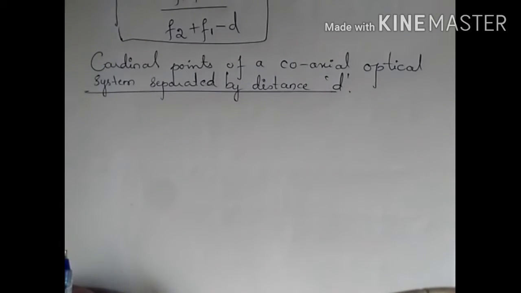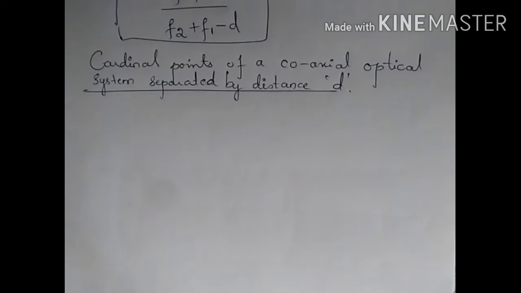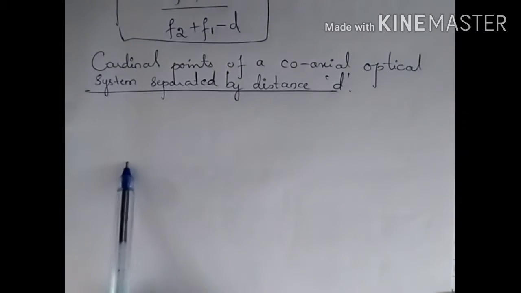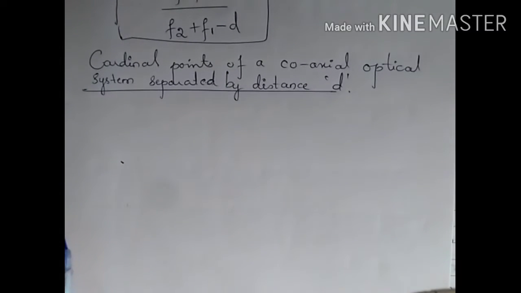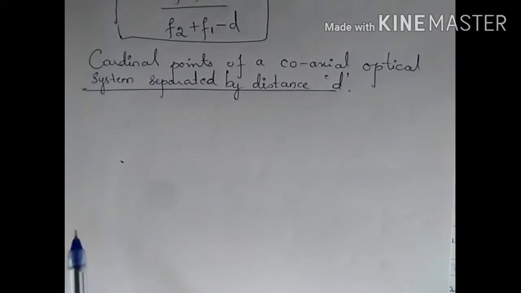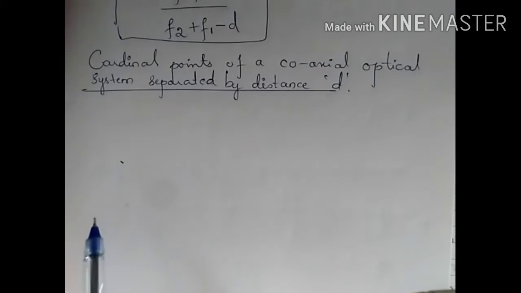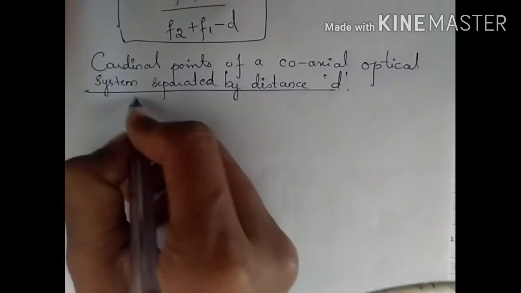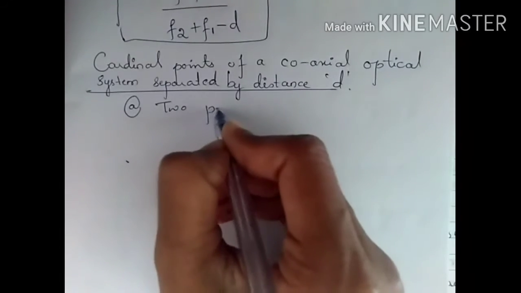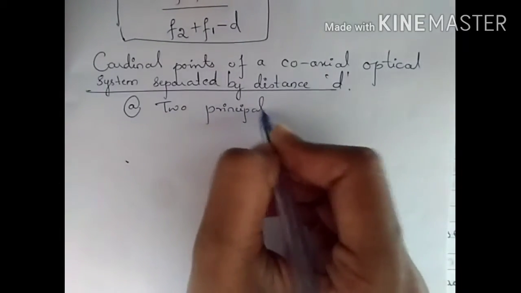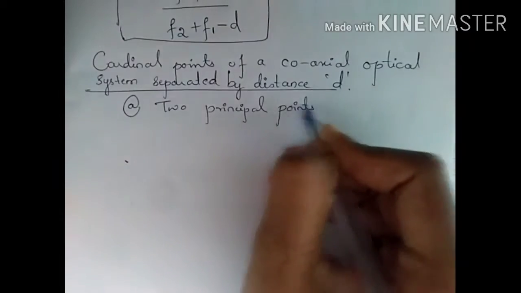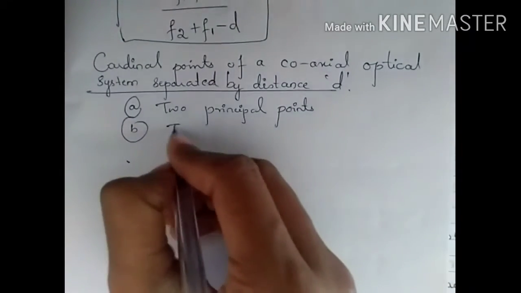While learning the important points for the cardinal points, we learned that if the medium on either side of the lenses and also between the lenses is air, the nodal points will coincide with the principal points. This we learned in our previous lecture. So here in this case we'll have four cardinal points: A, two principal points, B, two focal points.